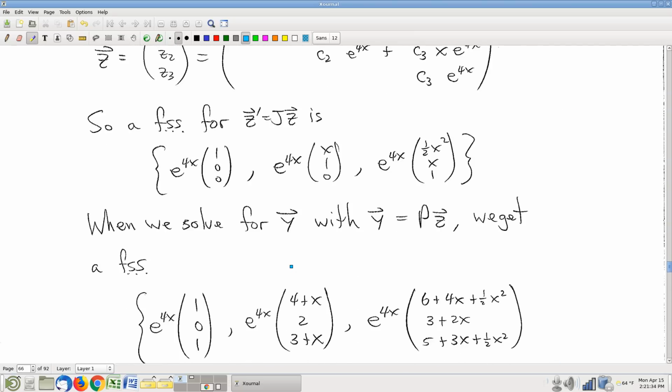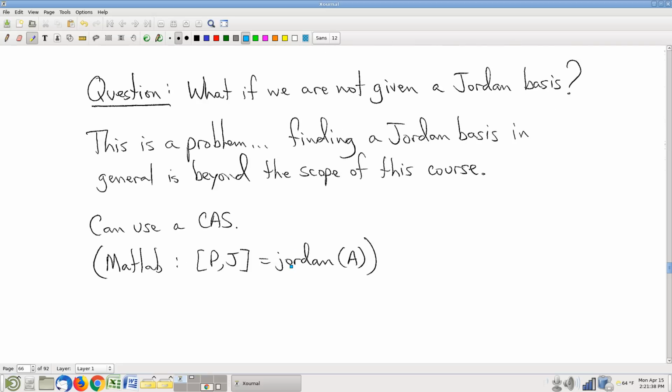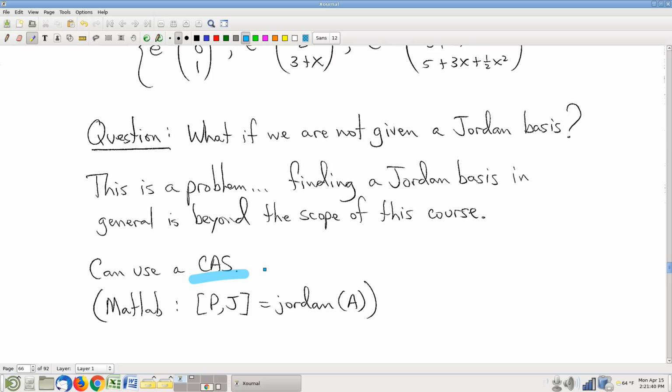Okay, but still, day in and day out, how do I find a Jordan basis? What if the convenient arithmetic is not given to me? And good news, computer algebra systems can do this. It's no big deal. Here's how you do it in MATLAB. I'm sure it's a different notation in each computer algebra system. So, in practice, yeah, that does a pretty good job.